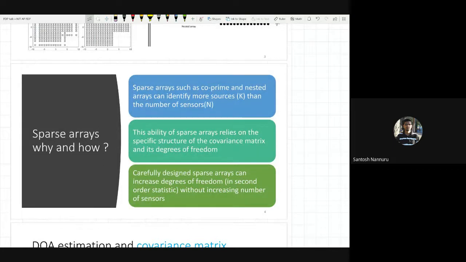So why do we want to use sparse arrays? What is their use? Why not use ULAs, right? So all these questions we want to answer. One of the points to note is that sparse arrays can identify more sources than the number of sensors. This was not possible with the ULAs, with the uniform linear arrays, or uniform rectangular arrays also.